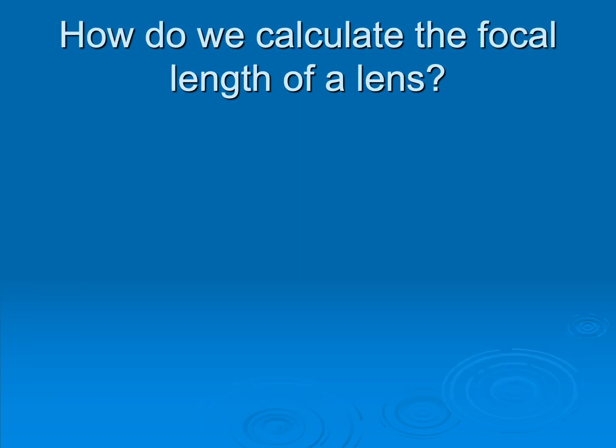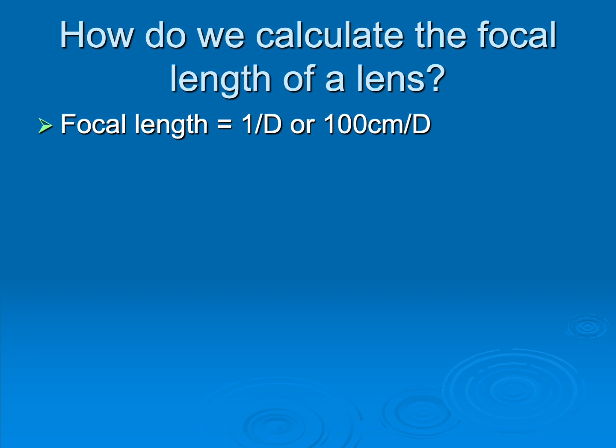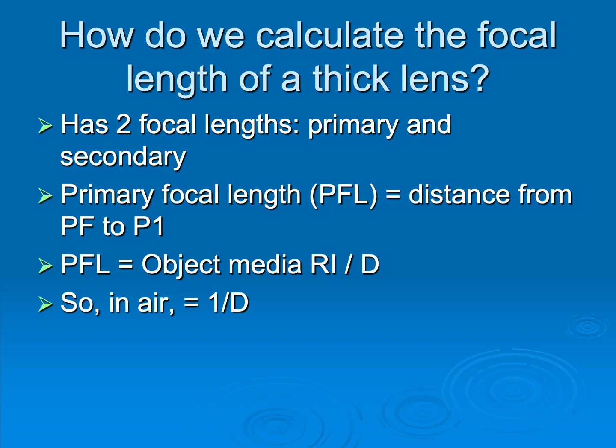Now, again, this is kind of a concept lecture, but let's take it a little bit further. How do we calculate the focal length of a lens? Well, that goes back to our first lecture, and the focal length was 1 over D, or we like to use centimeters, so it's 100 centimeters divided by the dioptric power of the lens. But what if we wanted to calculate the focal length of a thick lens?